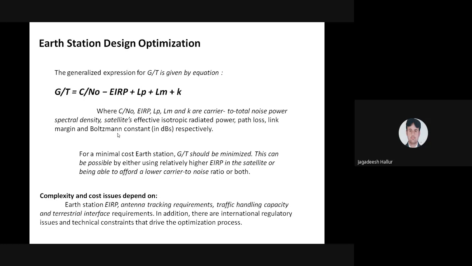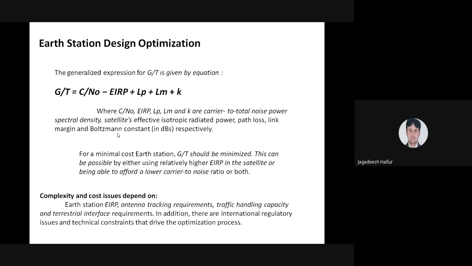What is the G by T ratio? We have studied it in the third unit. G by T is directly proportional to C by N, the carrier to noise ratio. G by T equals C by N minus EIRP, the effective isotropic radiated power, and some of the losses that are present: path loss LP, plus LM, the miscellaneous loss, and the Boltzmann constant K. So the generalized expression for G by T is C by N minus EIRP plus LP plus LM plus K.